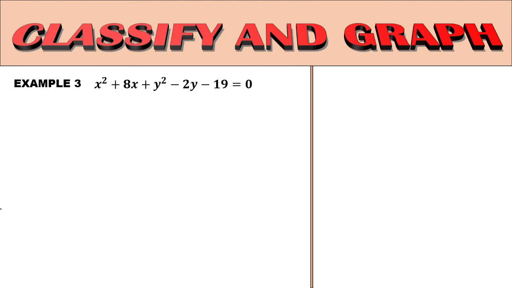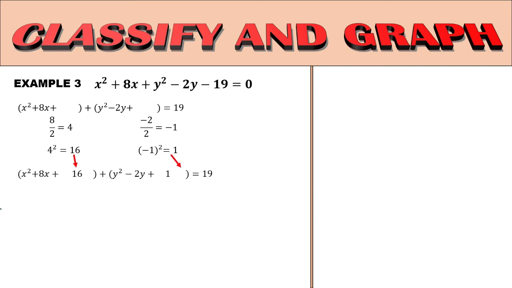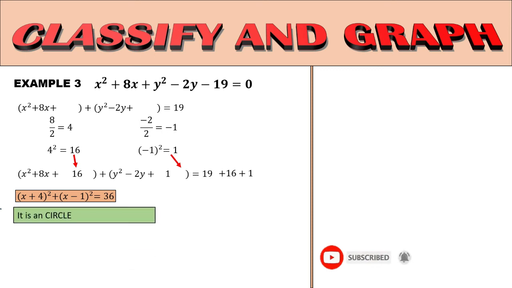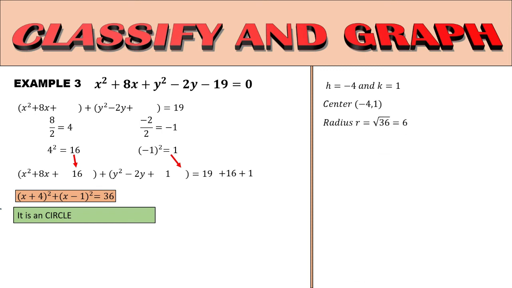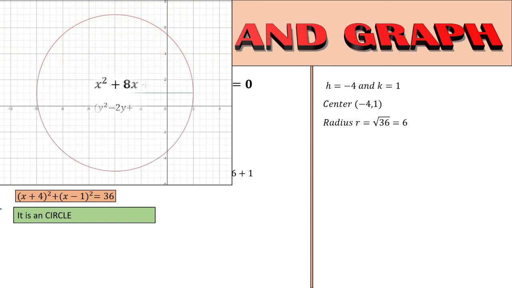Another example. The same thing, you group the x, you group the y. In this case, you don't have common factors. You add 16, the same step. Now, in this case, it's a circle. And the center is negative 4, 1. The center of the circle is negative 4, 1. And the radius is the square root of 36. Then I have the circle with the center negative 4, 1, and the radius is 6.